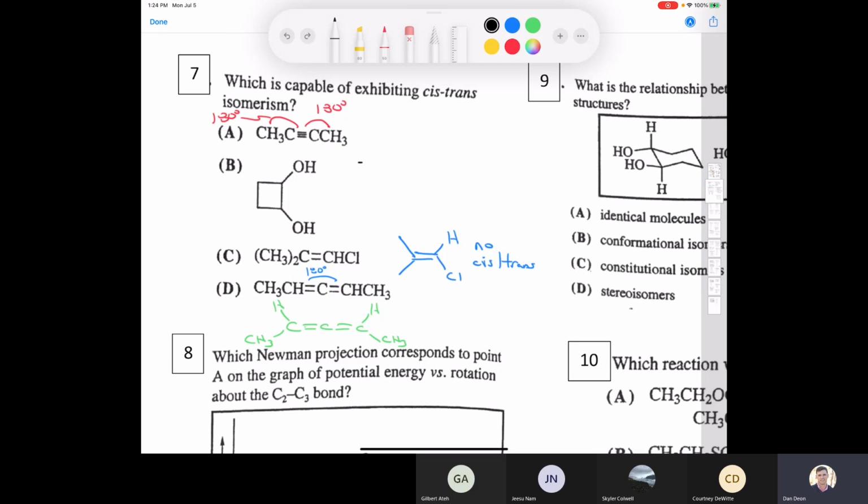What if I had one of the hydroxyls pointing down and the other one pointing up, like this? That would be trans. And what if I had the situation where they're both pointing down, for example, or both pointing up? Then it would be cis. And so it's B, the ring with the 2 hydroxyls, that could be cis or trans to each other.